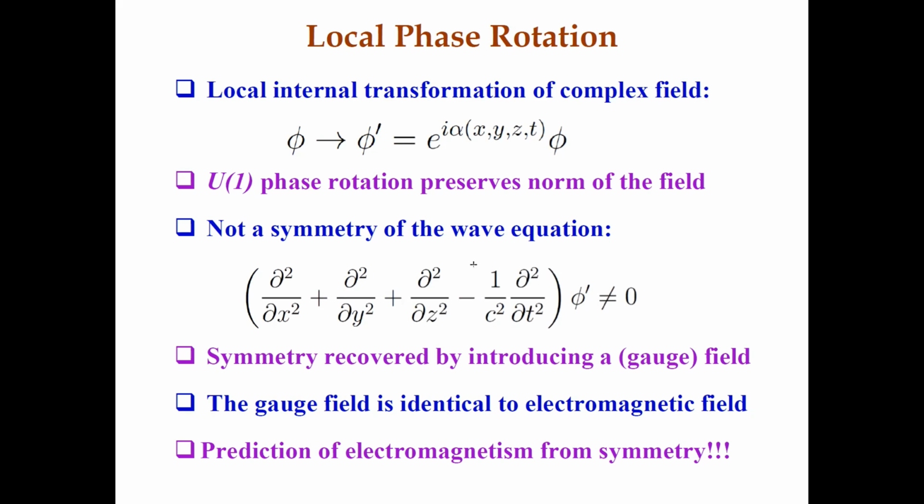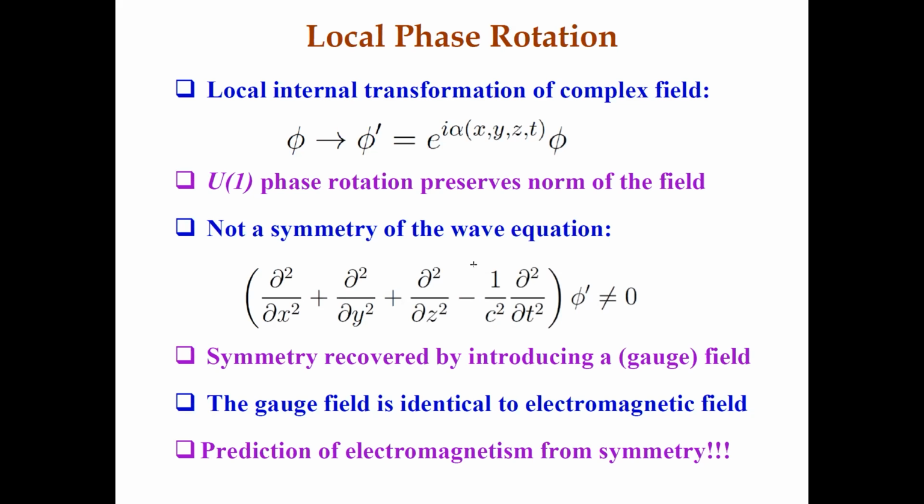A gauge field is a field that you can introduce to recover a local transformation, when the global version of the transformation was a symmetry of your problem. Now by adding an extra gauge field, you see that you can make the wave equation symmetric under this local phase transformation. And I don't want to go into the mathematical details.